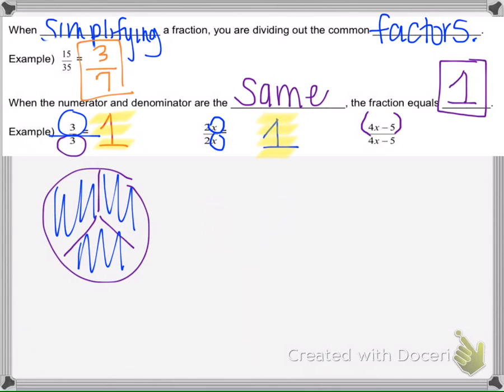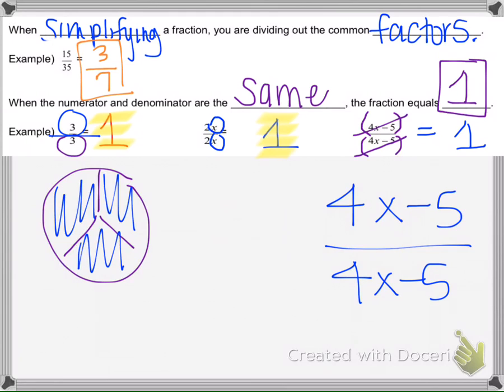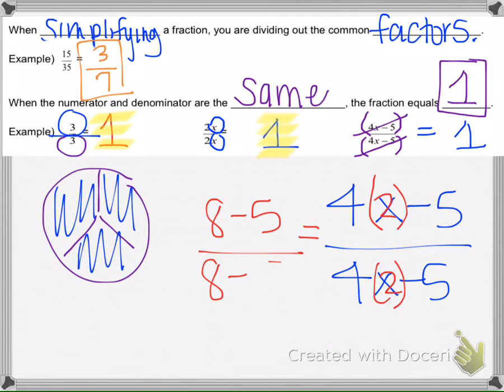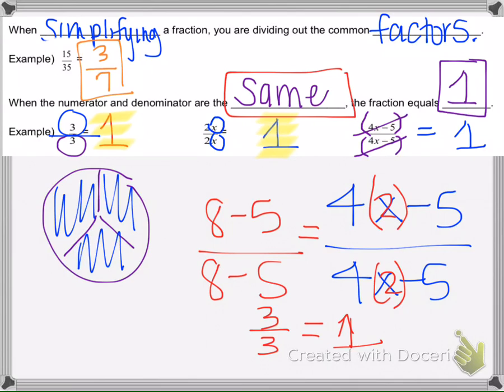That's a binomial. They're together. And this one's 4x minus 5. So they are going to divide out and make 1. And again, if it's not clear to you why that is, plug in a random number. Pick whatever number you want. No matter what number, let's say we put 2 here. If we put 2, we're going to have 8 minus 5 and 8 minus 5, which is 3 over 3, which is 1. So that is why when you have the same thing in the numerator and the denominator, it's going to always equal 1. So keep that in mind.